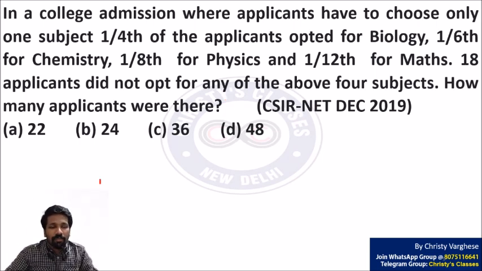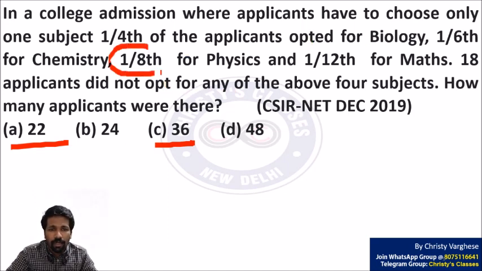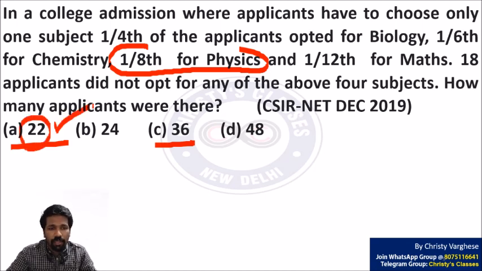Here, with the elimination method, the best thing is you can analyze the options first and say that option A and option C cannot be the answer. Why? Because 1/8 of the total number of applicants is physics students, and the total number must be a valid answer option. If total applicants is 22, 1/8 of 22 cannot be possible, because that is a fraction or decimal value. Number of students cannot be a fraction. It can be only a natural number or whole number. So definitely option A is impossible, because 22 is not a multiple of 8.